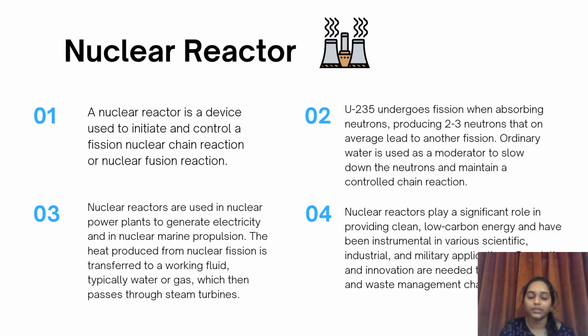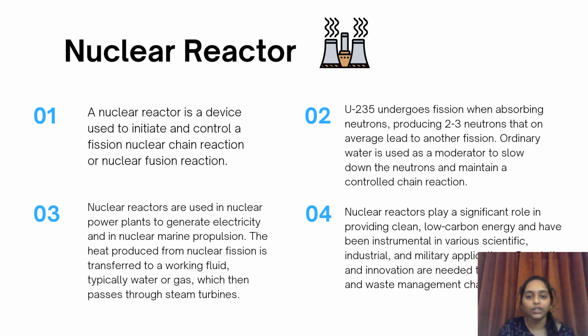Nuclear reactor. A nuclear reactor is a machine that starts and controls a nuclear reaction. This reaction can be fission, which is splitting atoms, or fusion, which is joining atoms. In fission, a special type of uranium, uranium-235, splits when it absorbs neutrons. This creates 2-3 more such neutrons, which can cause other atoms to split. Water is used to slow down these fast-moving neutrons and keep the reaction steady.